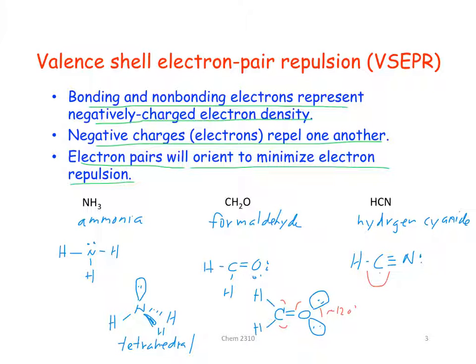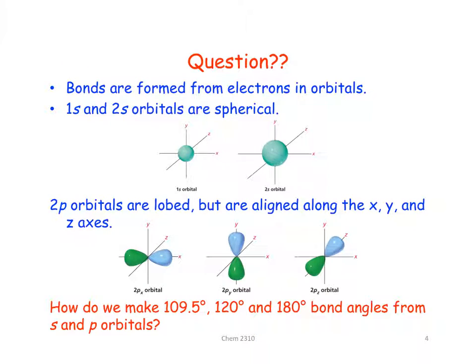So in order for those to get as far apart as possible, this could arrange at 180 degrees, and then we'd have this non-bonding pair. This would be 180 degrees too. These would all be linear. So we can predict some of the shapes of these molecules just based upon this simple concept of electron pairs orienting themselves to minimize electron repulsion. I think this is it.